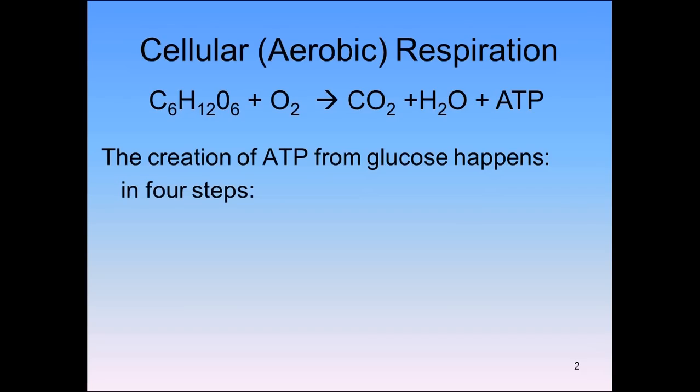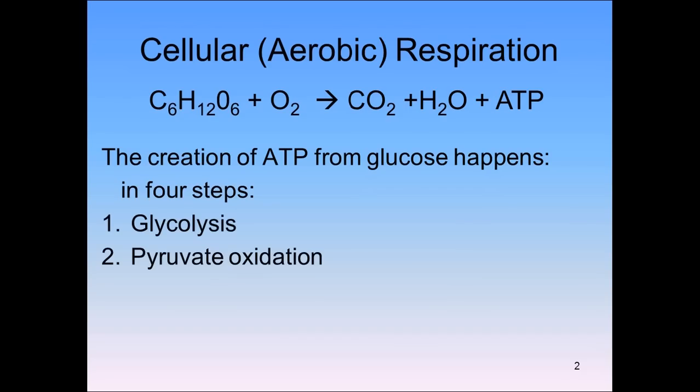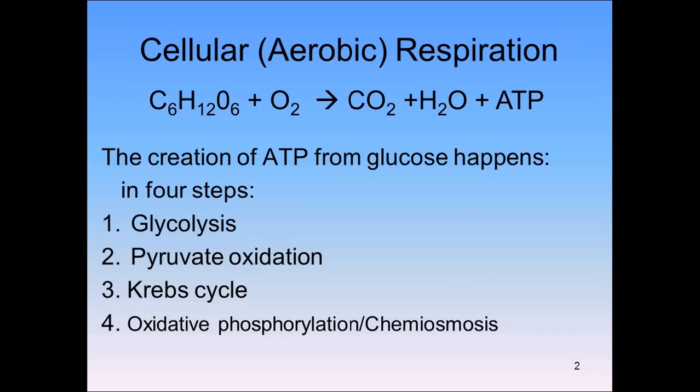We're going to take a glucose molecule, that's C6H12O6, add some oxygen to it, and then break it down to create carbon dioxide, which will be a waste gas, water, which will be used in other places in the cell, and the most important part, ATP, that's cellular energy. This is going to happen in 4 separate steps: glycolysis, pyruvate oxidation, the Krebs cycle, and oxidative phosphorylation or chemiosmosis. And I will talk about each one of those one by one.